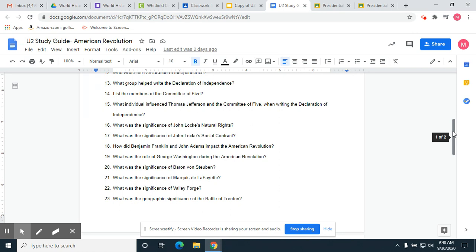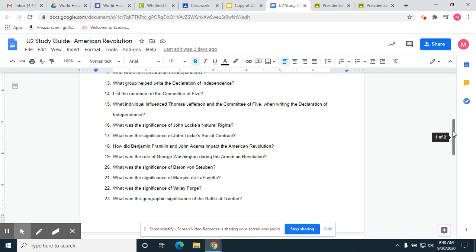Number 17. What was the significance of John Locke's social contract? His social contract says that we as citizens should hold our government accountable, and the government too shall hold us accountable. But we have to keep each other in check.